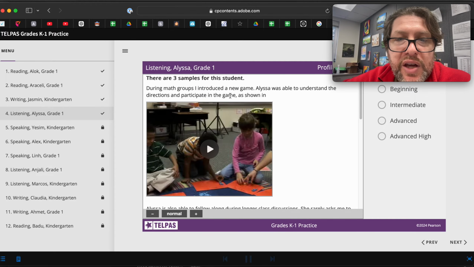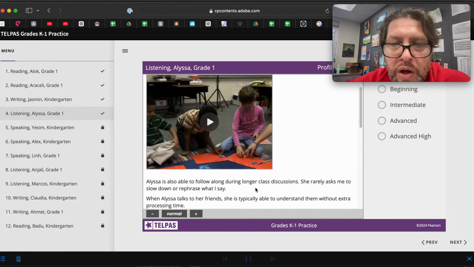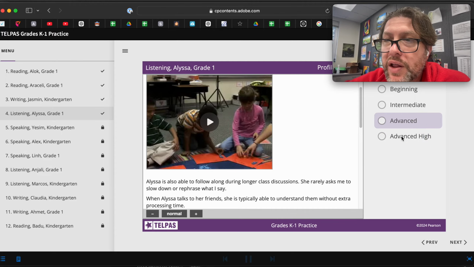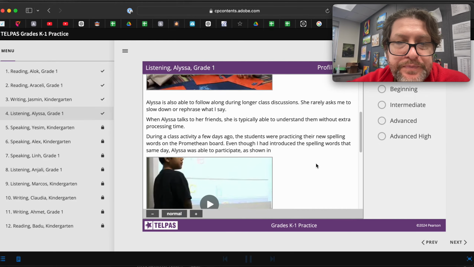During math groups, I introduced a new game. Alyssa was able to understand the directions and participate in the game as shown. Alyssa is also able to follow along during longer, there's the key word, class discussions. We already know she's over here. Long classroom discussions, she's able to follow along. She rarely asks me to slow down or rephrase what I say. So I'm starting to think this, is she rarely asks her to repeat. When Alyssa talks to her friends, she's typically able to understand them without processing time, so it's quick.